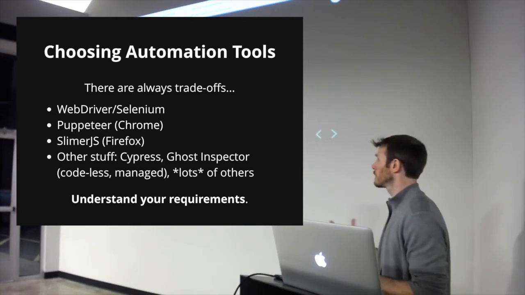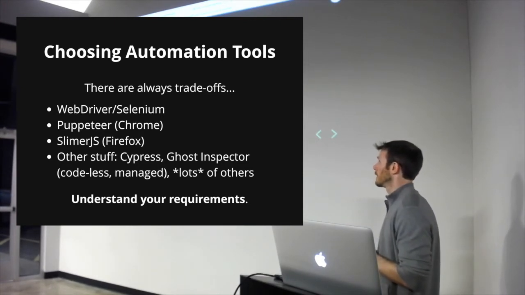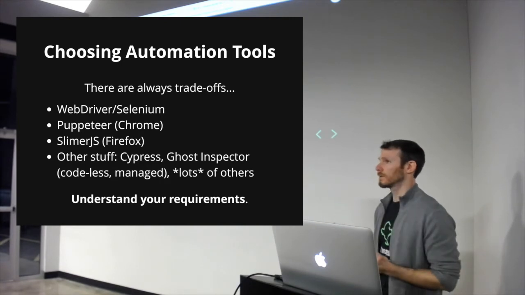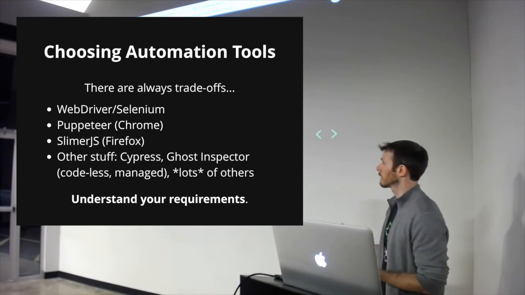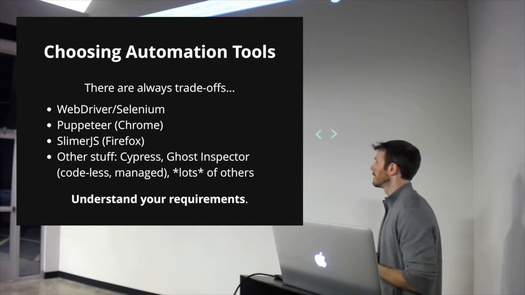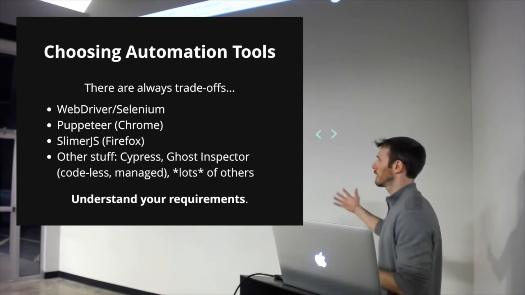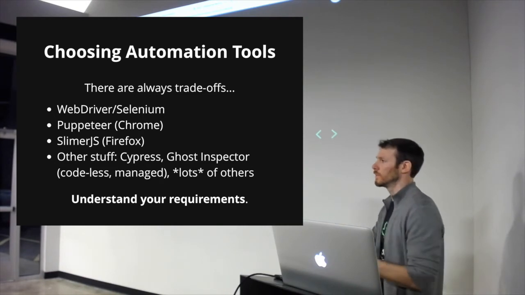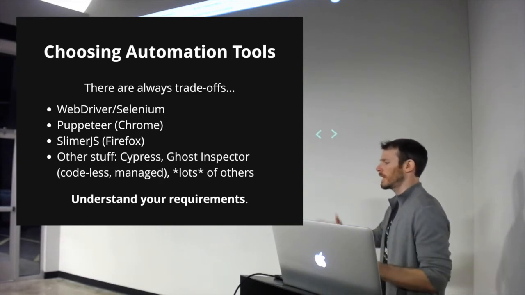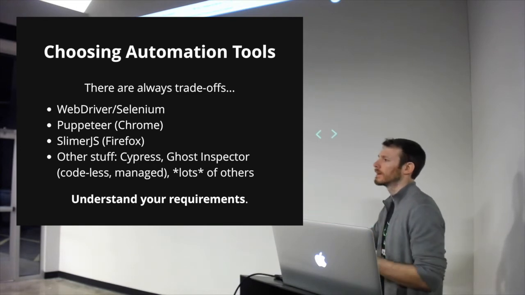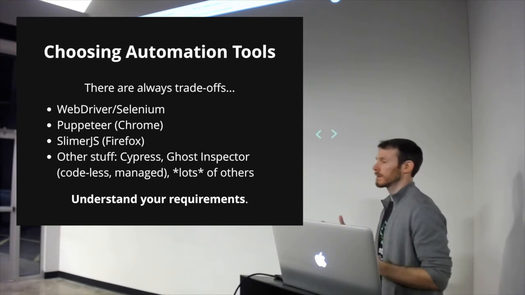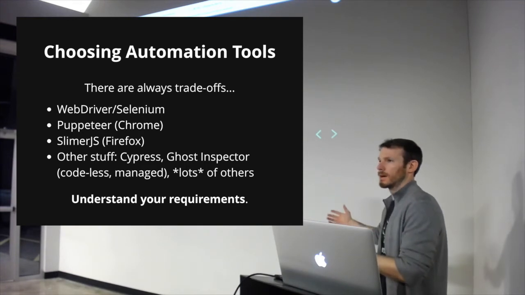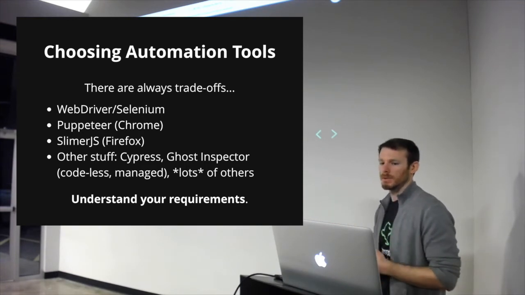Lots of other stuff. Cypress is a newish one that's really nice. They have their own API. Also Chrome only right now. I think they're working on Firefox as well. There are services like us. Like I said, we're kind of codeless and managed. And that comes with its own set of trade-offs. You save yourself some of that pain of the setup process, and you can have junior QAs in there having an easier time. But the tests are running on our servers. You're limited to the features we give you.